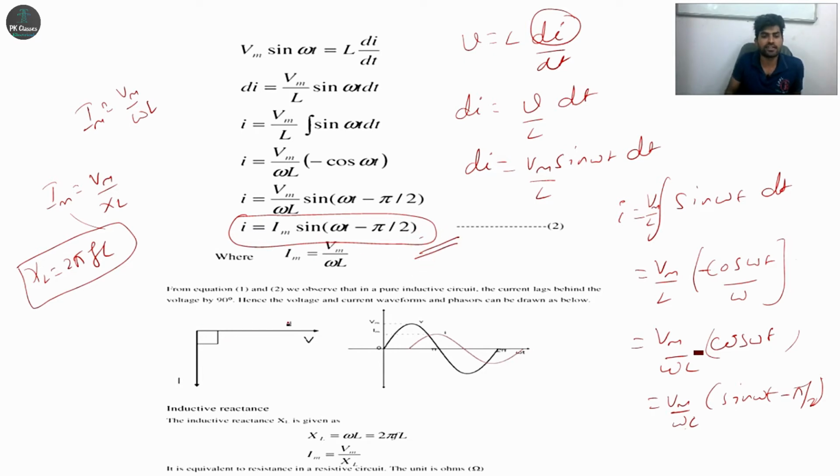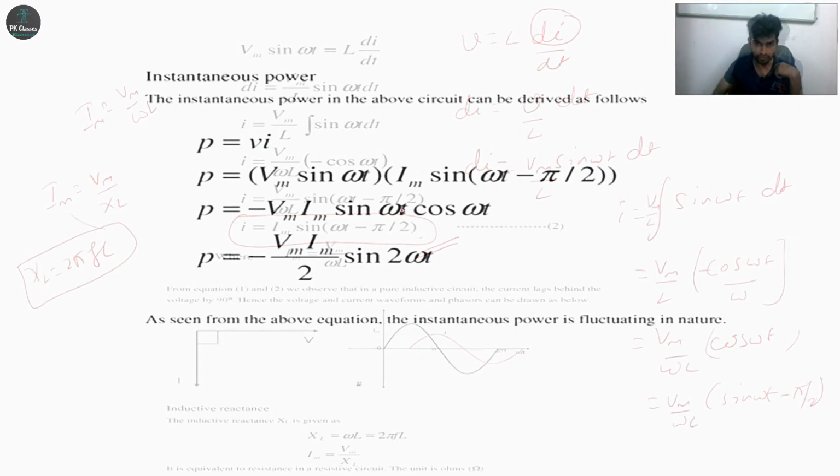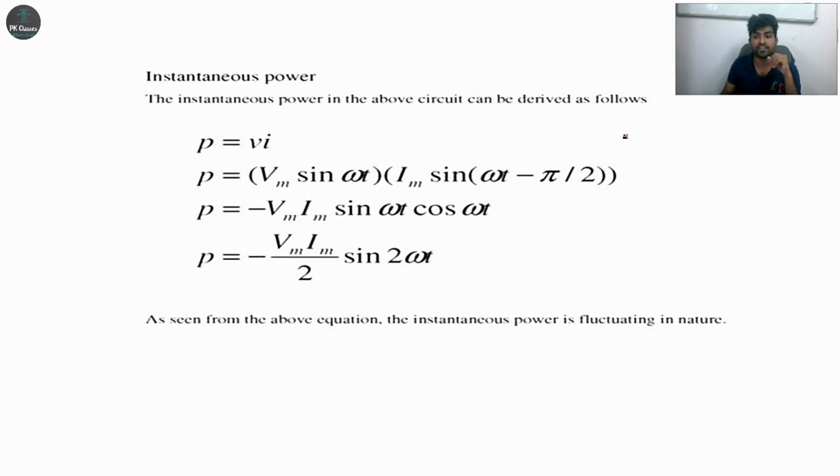Okay. Next, I already explained this one. So this is a vector diagram. This is a waveform over here. Next there is instantaneous power. The instantaneous power equation: power is equal to vi. This is a standard equation. So where v is equal to what? Vm sin omega t, and i is equal to what? Im sin(omega t minus pi by 2). This sin(omega t minus pi by 2) I can write as minus cos omega t, right? So Vm Im sin omega t into minus cos omega t, rearranging the equation.